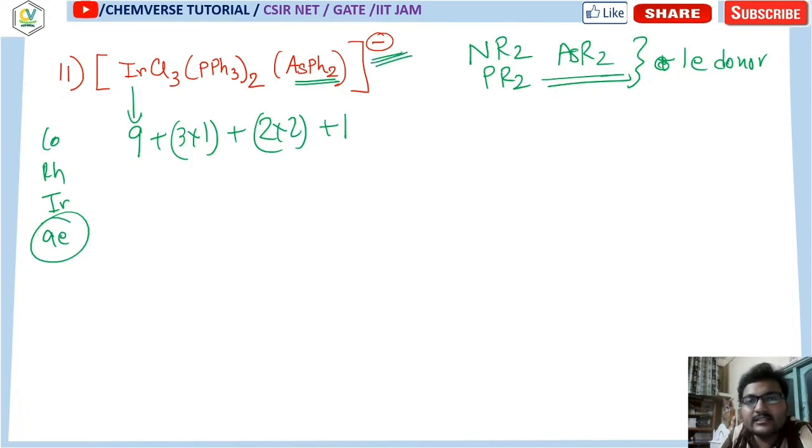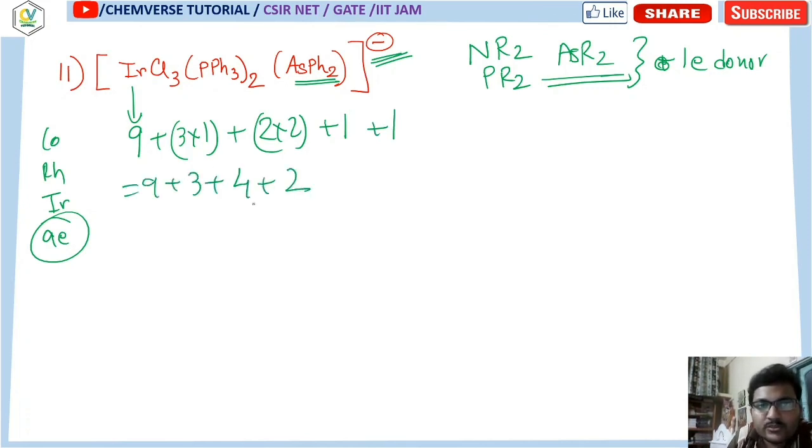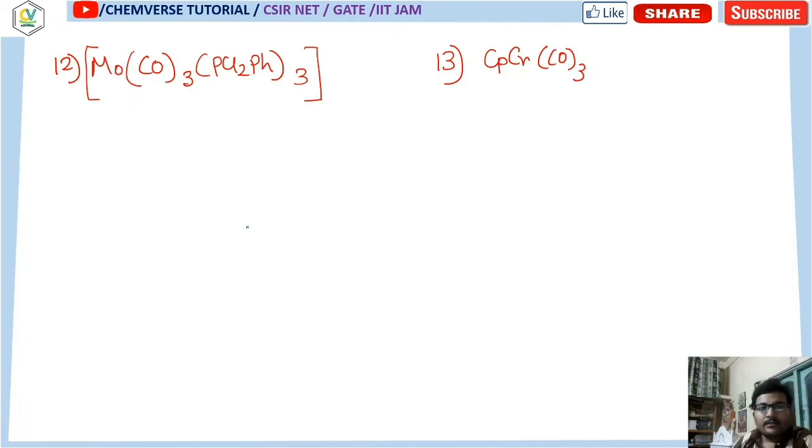And look at this. This is a negative charge. Negative charge means you will add that. So this is added, so plus 1. So what you get? 9 plus 3 plus 4 plus 2... 12, 16, 18. So it is an 18 electron species. Now moving on to this question.